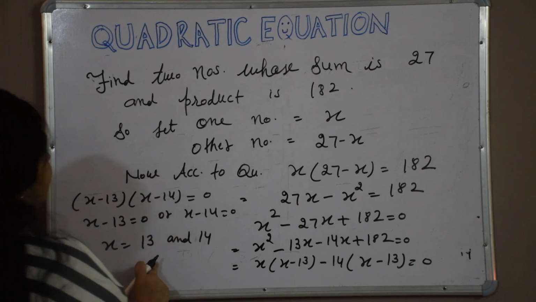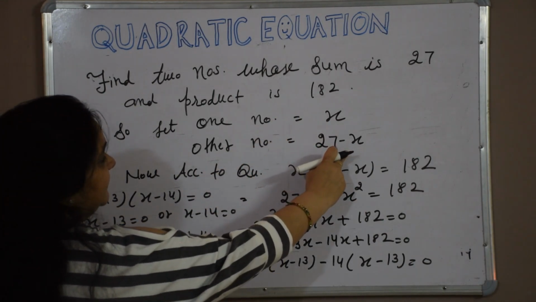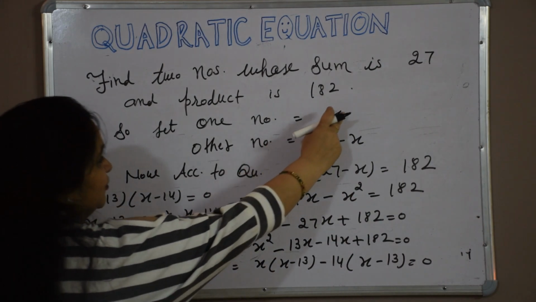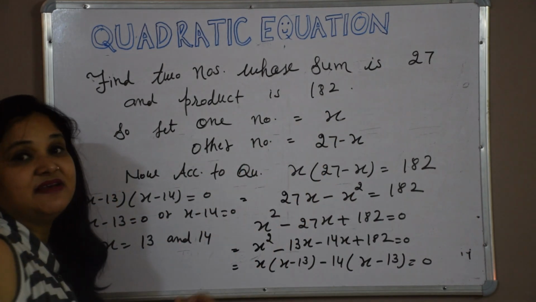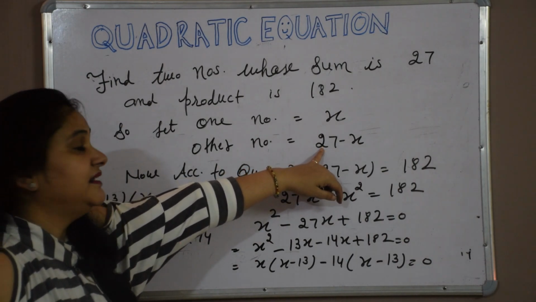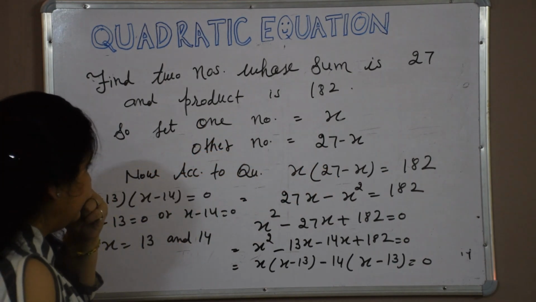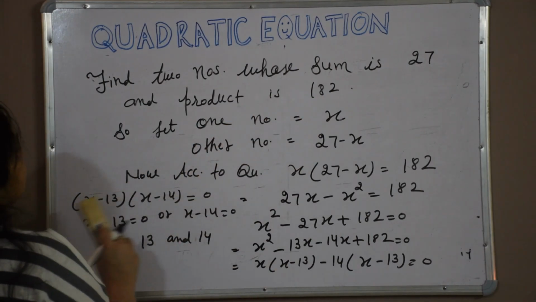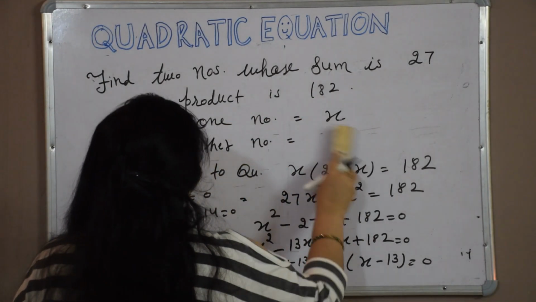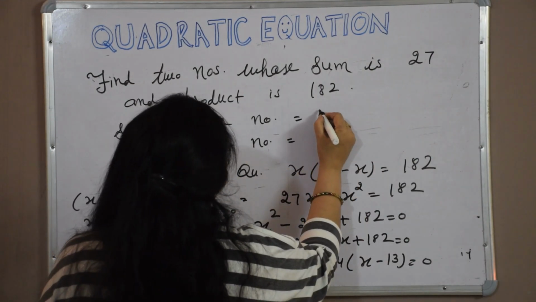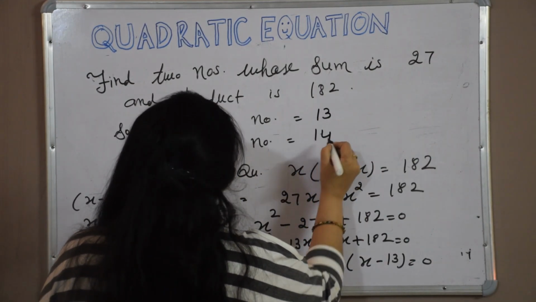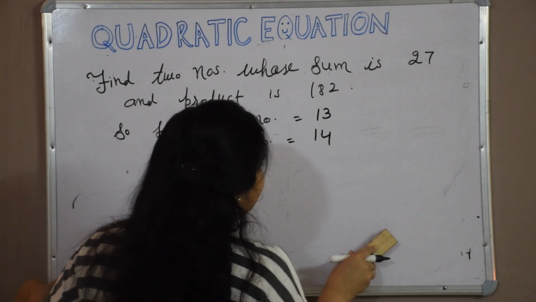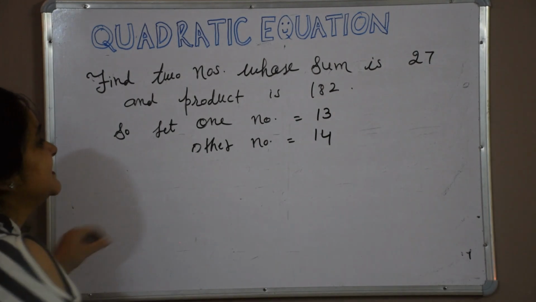So if one number is 13, the other number will be 27 minus x, that is 14, and if one number is 14, the other number will be 27 minus 14, that is 13. We can come to the starting point and apply the values here. So one number is equal to 13 and the other number is 14, and our answer is 13, 14, and we can verify, we can see their product is 182.